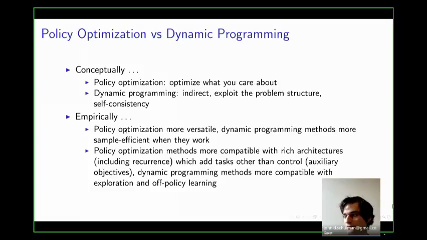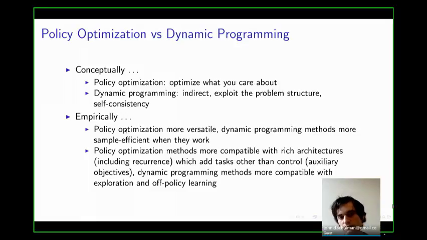This is just a very rough assessment of the empirical results, and the jury's still out on which methods are going to work the best in the long run, but this is just the current state of things. And also the policy optimization methods are more compatible with richer function approximators, such as recurrent neural networks, and also architectures that add auxiliary objectives, such as making predictions in addition to control.